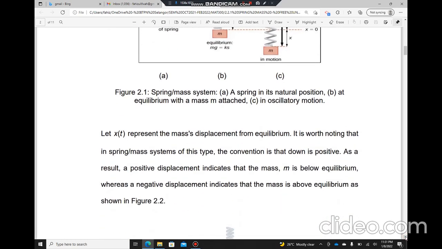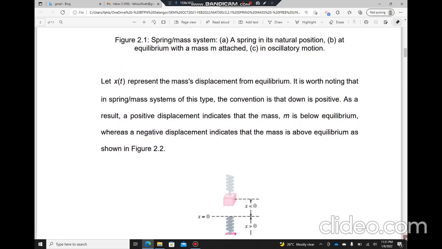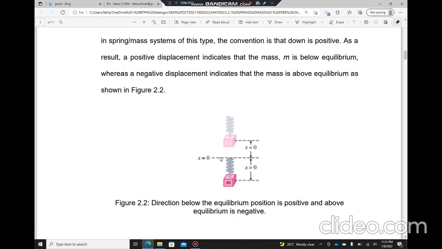Okay, let x(t) represent the mass displacement from equilibrium. It is worth noting that in spring or mass systems of this type, the convention is that down is positive. As a result, a positive displacement indicates that the mass M is below equilibrium, whereas a negative displacement indicates that the mass is above equilibrium as shown in figure 2.2. Okay, satu lagi figure. Kalau awak tengok kat sini, figure 2.2, direction below the equilibrium position is positive and above equilibrium position is negative.